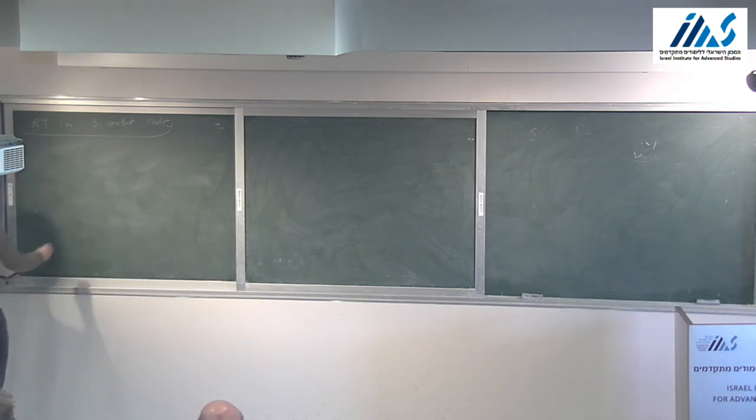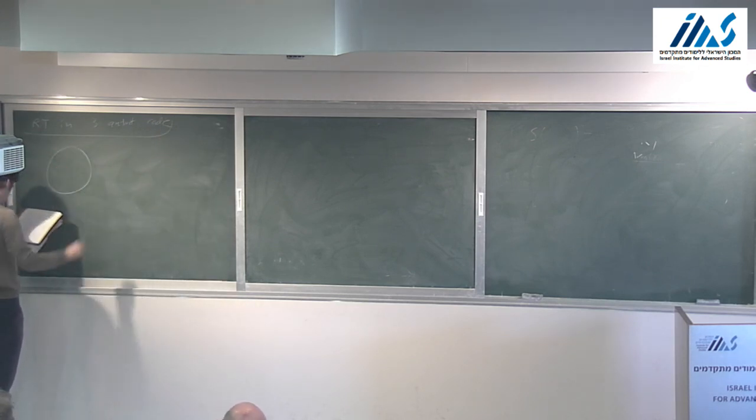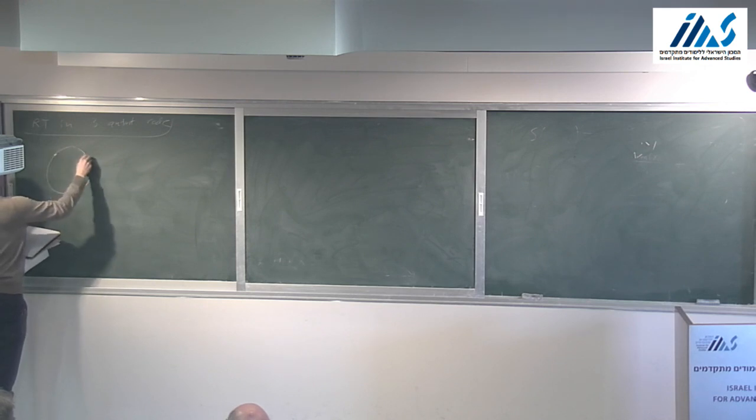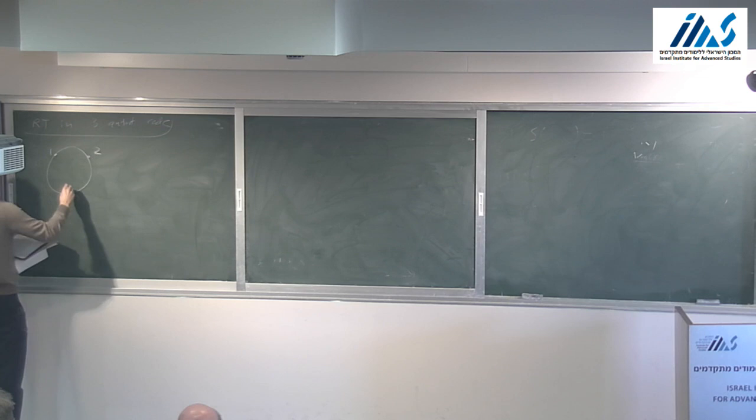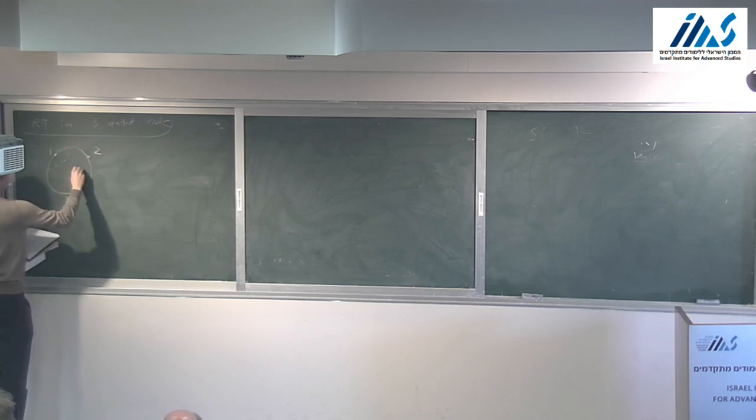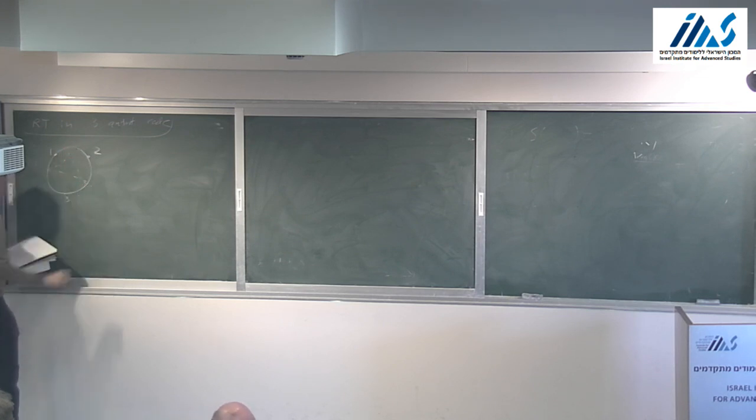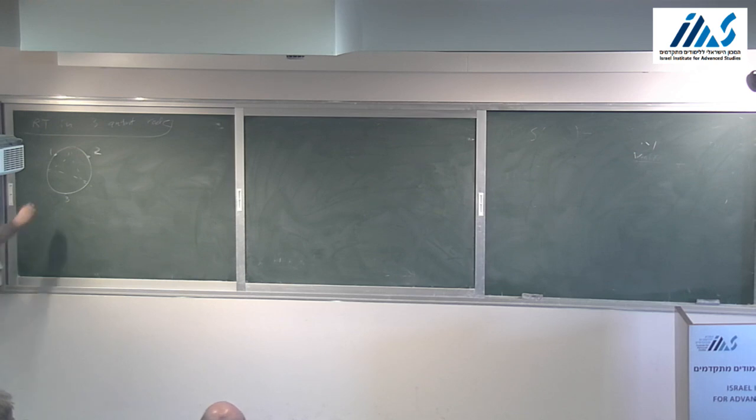Okay, so remember how the 3-qutrit code works. We had our three boundary points, 1, 2, and 3. And then we had these causal or entanglement wedges like that. And then we had this point in the center. I didn't draw that very well.